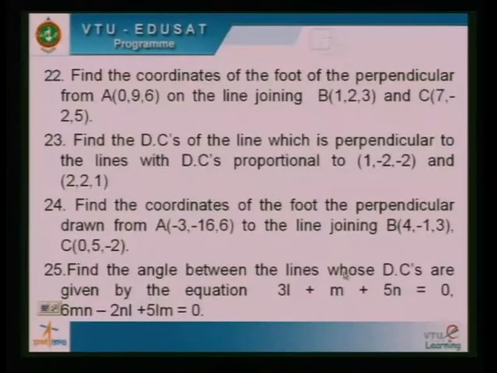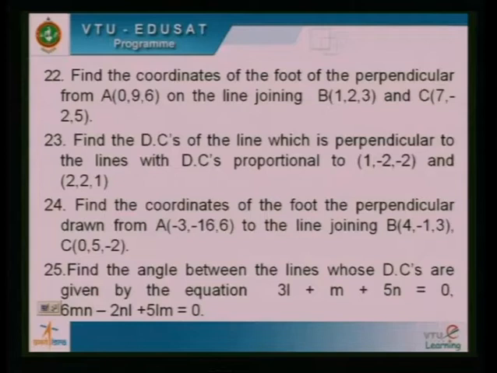This is the problem, but with different numericals. Here is one problem which I mentioned in the list of problems, that is 3L plus M plus 5N is equal to 0, then 6MN minus 2NL plus 5LM is equal to 0, like that. But in general, another problem I shall give so that you can make a reference. That becomes the easier one when you compare with the constants ABC.